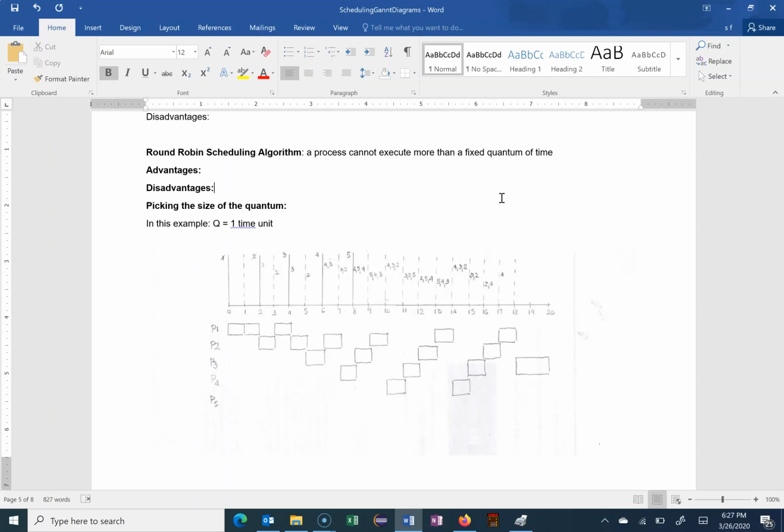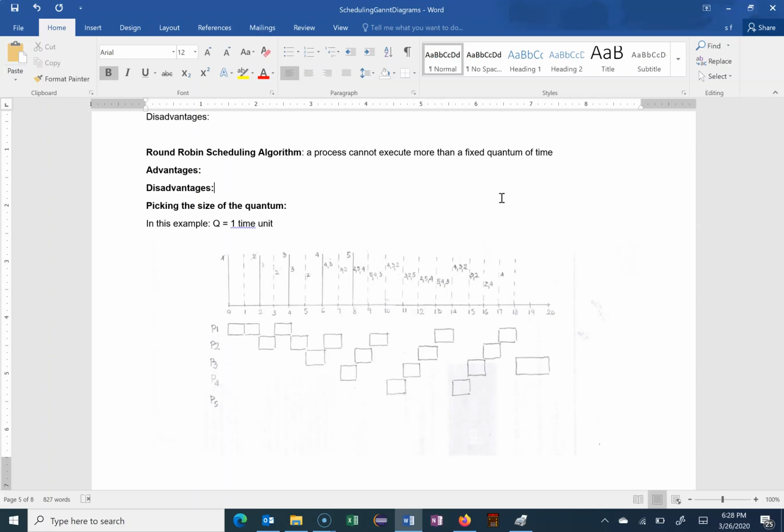The round robin has the advantage that it's very fair when it comes to sharing the CPU time among different processes, because every process has the chance to execute for a unit of time, for a quantum of time. After that, it's preempted and it's going to go back to the ready queue. So if we have 3 processes, for example, already in the ready queue, they're going to go 1, 2, 3, 1, 2, 3, 1, 2, 3.